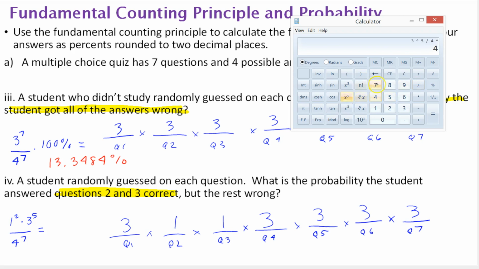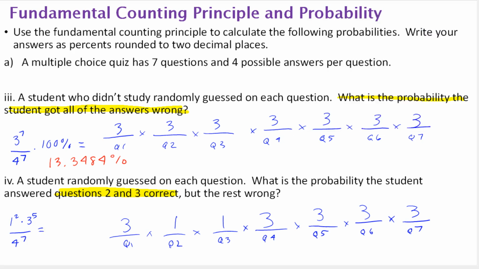Divided by 4 raised to the 7th. Gives us this times 100. So 1.4832%. Let's write that in red so we can see it. 1.4832%. Okay, so notice this isn't getting any 2 questions correct. This is specifically getting questions 2 and 3 correct.